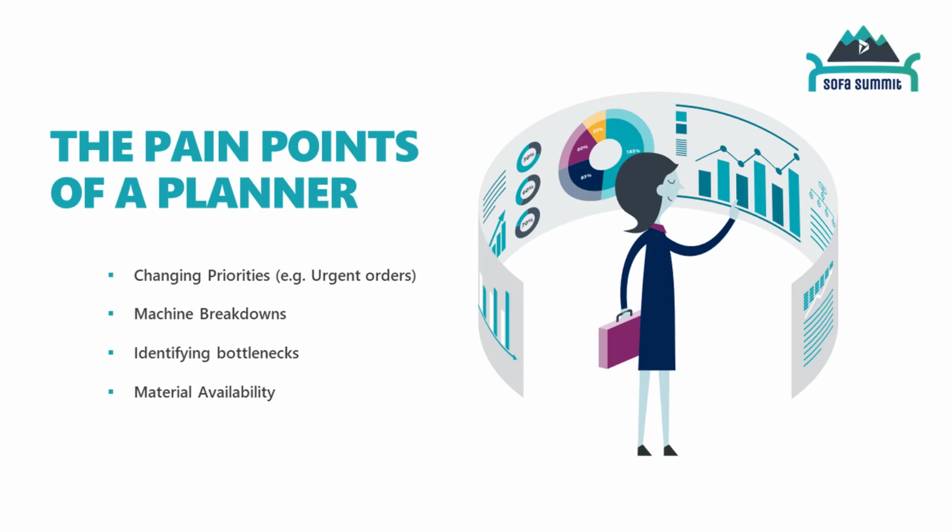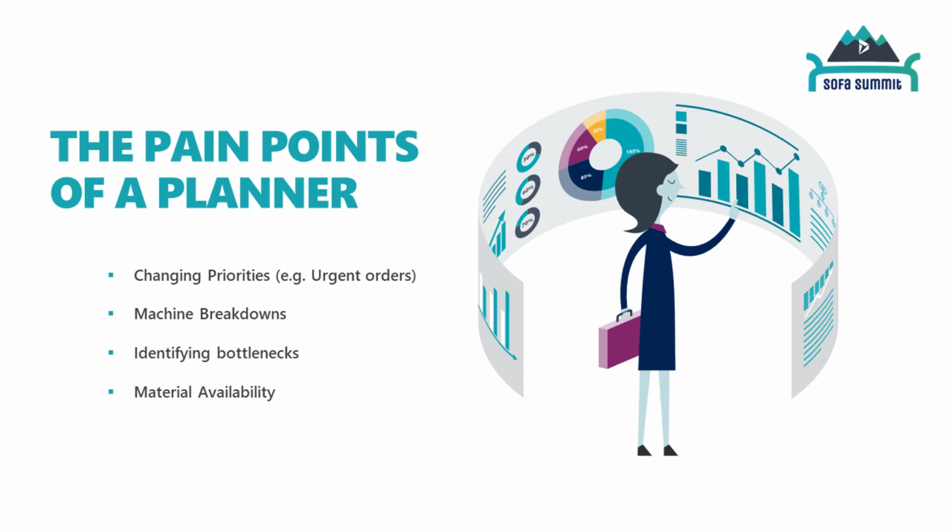So in terms of planning, generally the kind of pain points that occur for a production planner. The first is changing priorities. So urgent orders. It's always important to satisfy customer demand, but that can be quite catastrophic in terms of a production plan. And understanding the cost of those changes is quite important because you start to lose efficiencies in terms of machine changeover, setup time, etc.